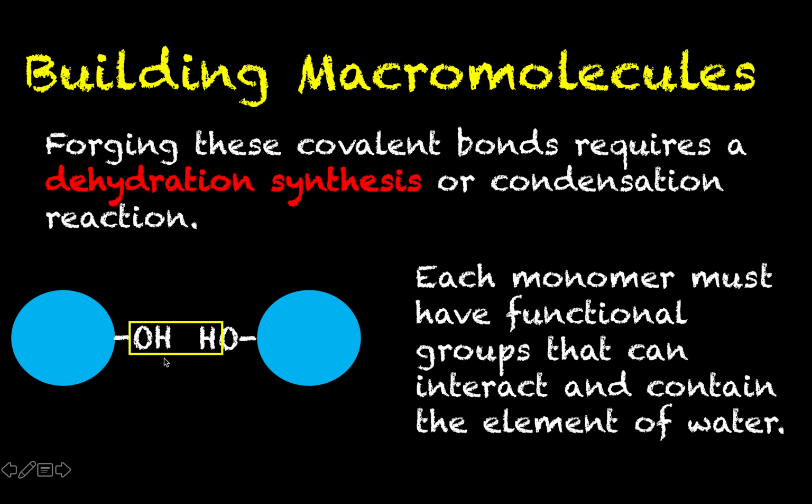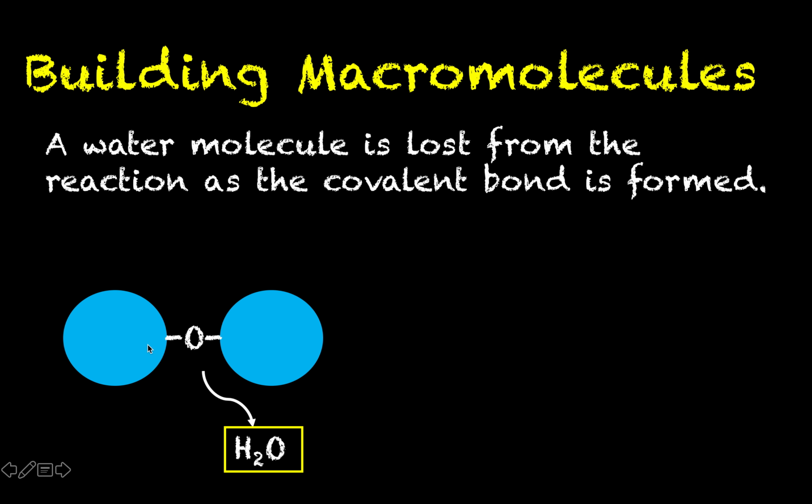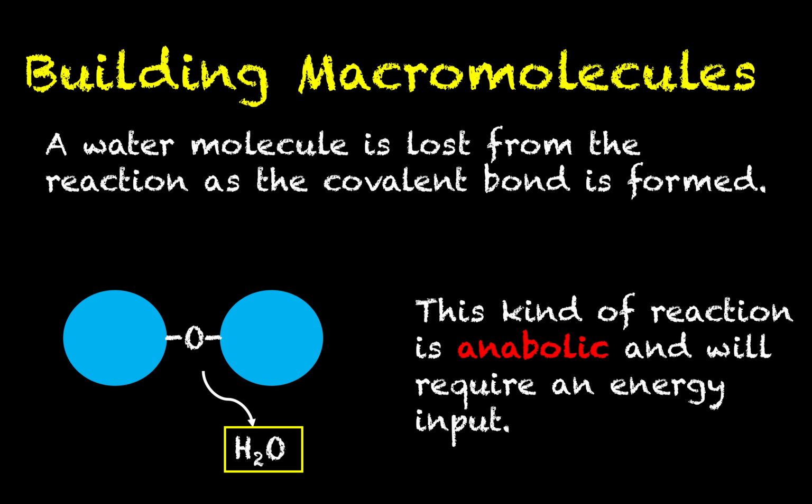You can see the two hydrogens and the oxygen. So after we have formed this covalent bond, a molecule of water is lost from the reaction, and this is why this is called a dehydration synthesis reaction. We synthesize a covalent bond while losing a molecule of water.